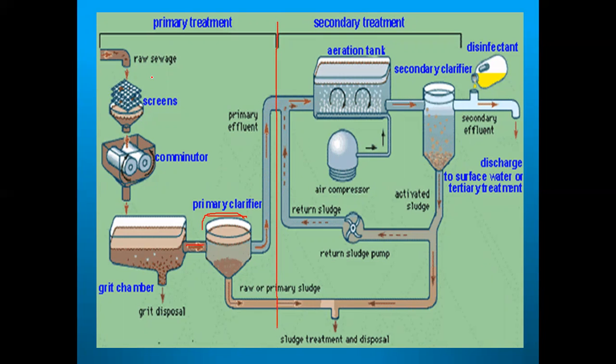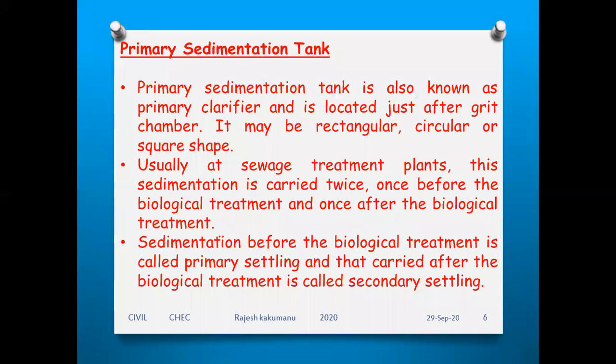So the raw sewage goes through the screens, you have three types of screens, then the comminutor and the grit chamber. In that you have various types of grit chamber. From here it is going to the primary clarifier, or settling tank. The main purpose of primary treatment is to remove the scum and the sludge material which is deposited in the water.